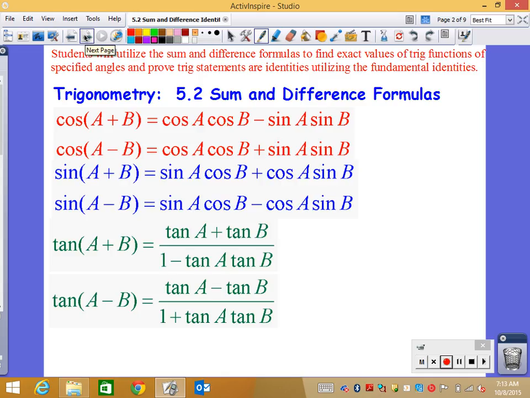So these are the 6 trig identities we're learning about today: 2 for cosine, 2 for sine, and 2 for tangent, a sum and difference for each. Now we'll be referring to these all lesson, so you don't need to memorize them on this slide, but you are going to want to memorize these. You want to know these.